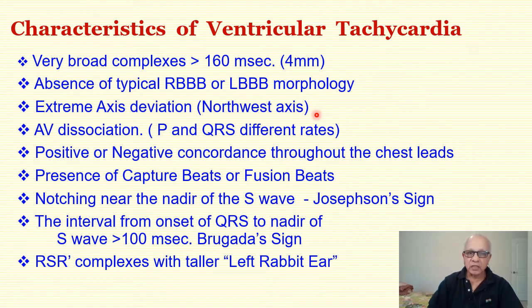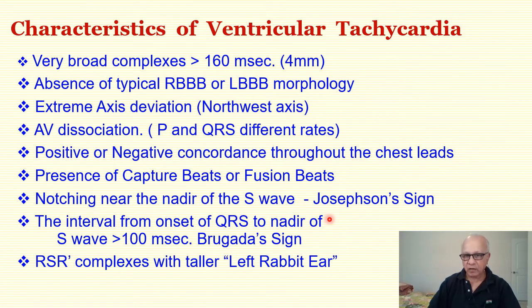Okay. The other thing is AV dissociation. You should show evidence of atrioventricular dissociation. That is, the P is coming at a different rate or a slower rate. QRS is coming at a faster rate. So that you should show. Now, positive or negative concordance throughout the chest leads. So if you take chest leads V1 to V6, either all of them should be positive or all of them should be negative. The presence of capture beats, which are sinus beats, or fusion beats, which are a fusion of sinus beat plus the ventricular complex.